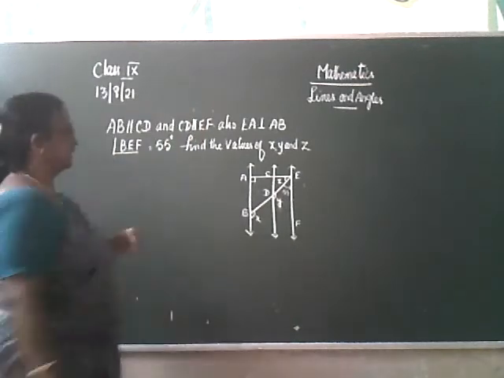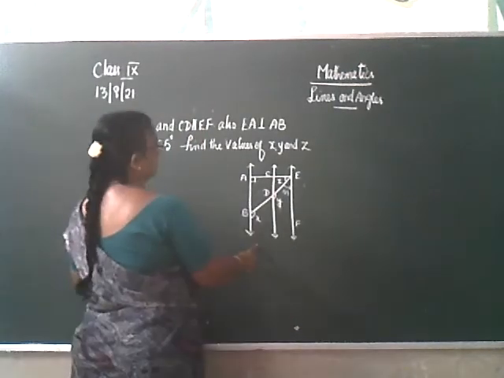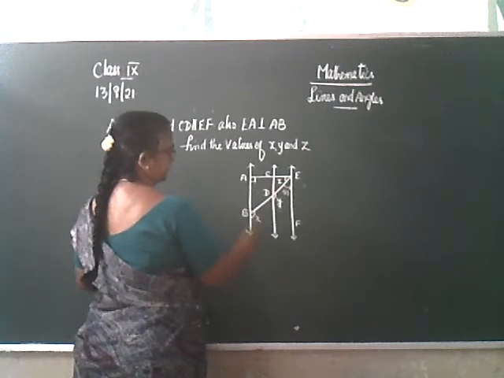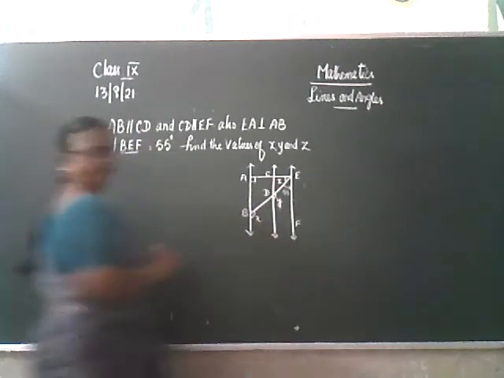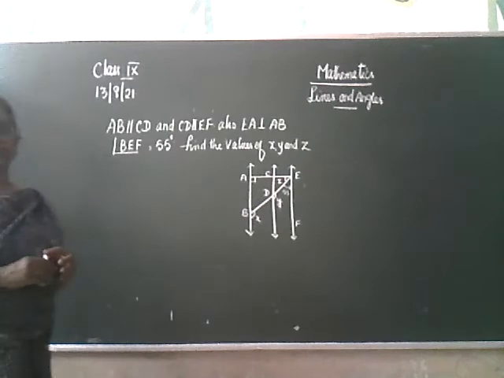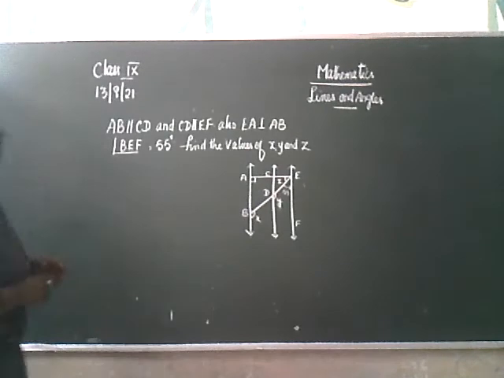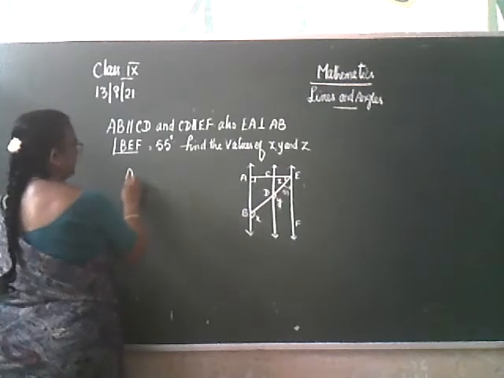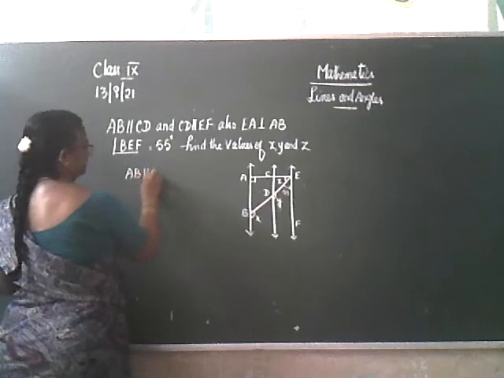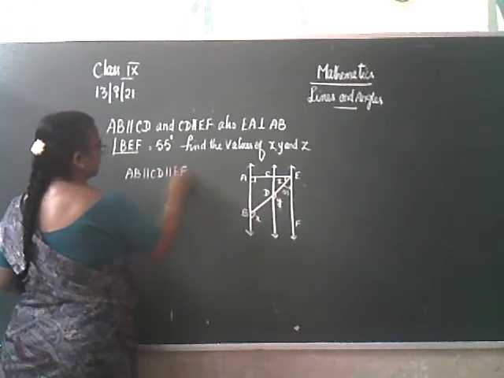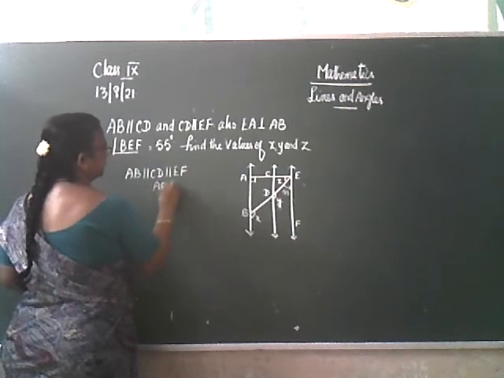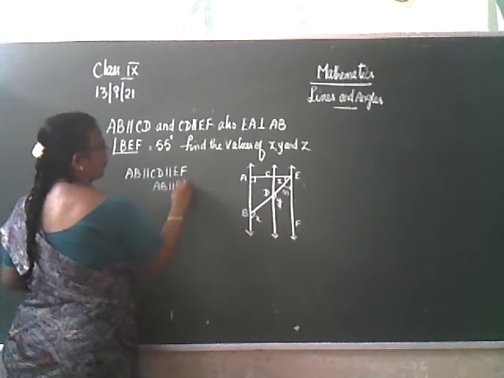It is given AB is parallel to CD and CD is parallel to EF. Lines which are parallel to the same line are parallel to each other. So it is given AB is parallel to CD. Again CD is parallel to EF. So you can write AB is parallel to EF also.